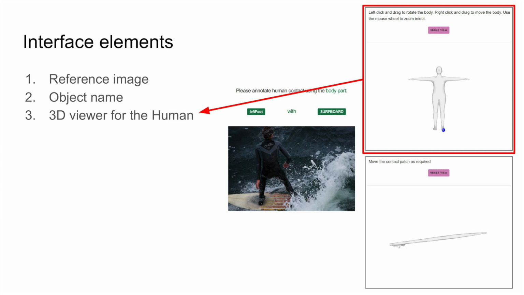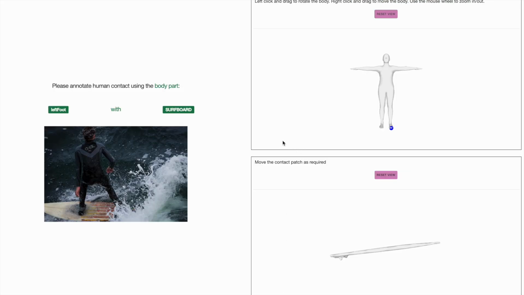Next, on the right side of the screen, there are two squares below each other. Both of these squares contain a 3D viewer. The top box shows the human body. Here we see a gray 3D human body. As the instructions say on the top, you can hold and drag the left mouse button to rotate the human body. You can hold and drag the right mouse button to move it around. And you can hold and drag the mouse wheel button to zoom in and out.